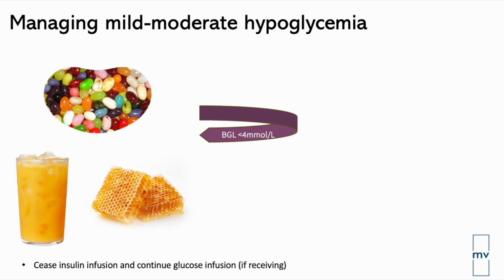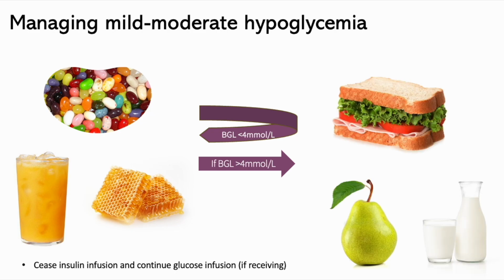Alright, so after 15 minutes, we would recheck the patient's blood glucose level, and if it's still under 4 millimoles per litre, we would have to repeat giving them that really fast, short-acting carbohydrate load, which is usually 15 grams. If they've taken a turn, however, and their blood glucose level is actually back to normal, we can step them to a longer acting carbohydrate. So these include things like sandwiches, a piece of fruit, milk, and so forth.